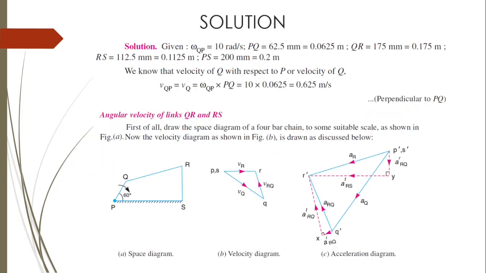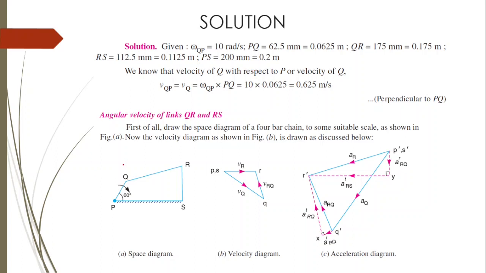And here is the solution. These are the given data. Omega QP is equal to 10 radians per second. PQ is equal to 62.5 mm, that's equal to 0.0625 meter. Length of QR is equal to 175 mm, that's equal to 0.175 meter. RS is equal to 112.5 mm, that's 0.1125 meter. PS is equal to 200 mm, that's equal to 0.2 meter.